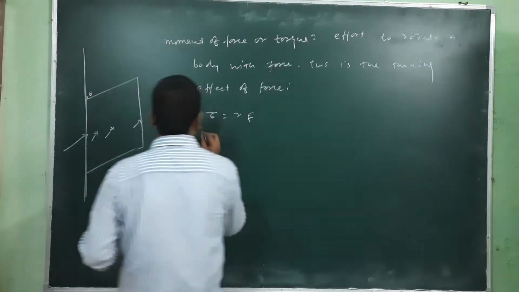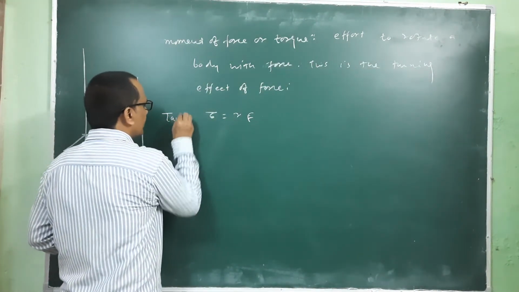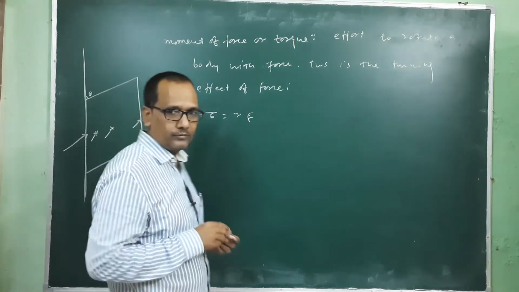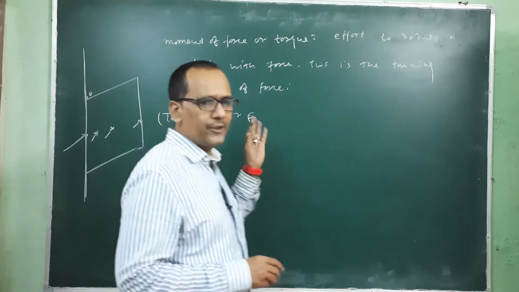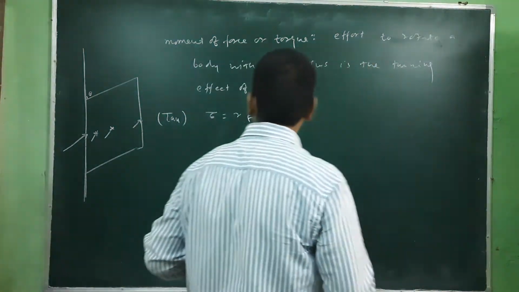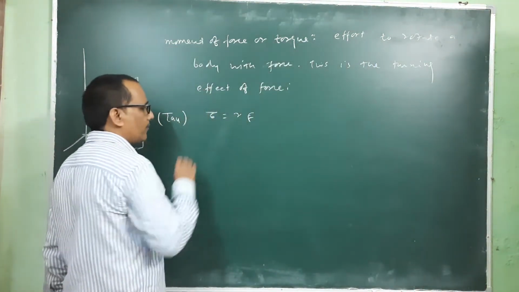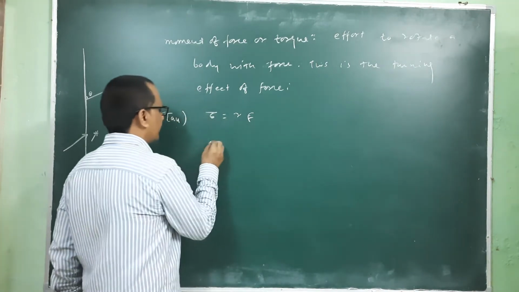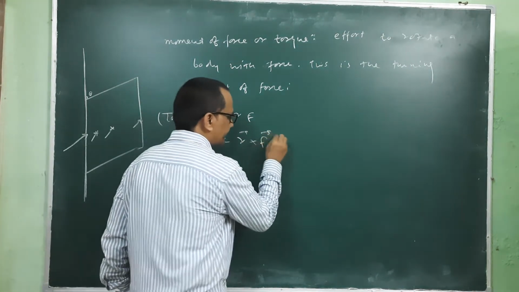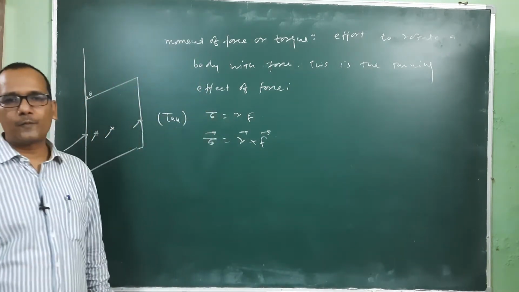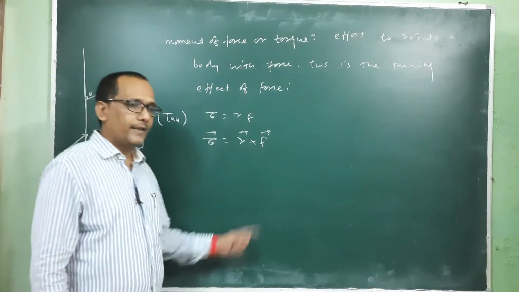This is tau. Again, here I am taking this as a magnitude only. Actually, torque is also a vector quantity, and it is written as tau equivalent to R cross F. This is the cross product of this distance R and F.